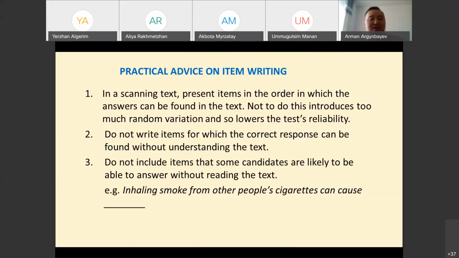Second, I will mention general knowledge. Second and third, like logical ones. Inhaling smoke from other people's cigarettes can cause lung cancer. You don't have to read the text.